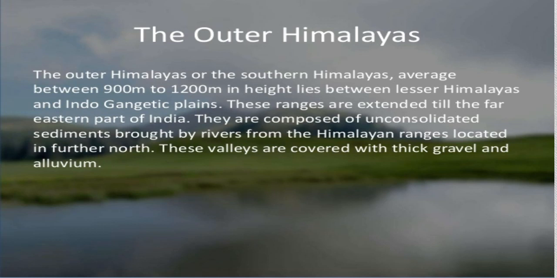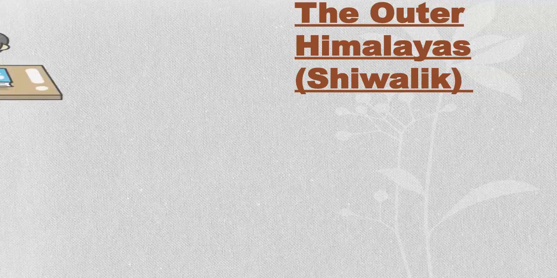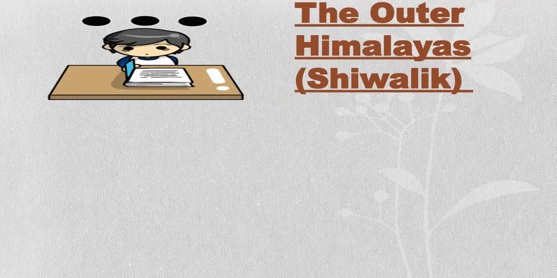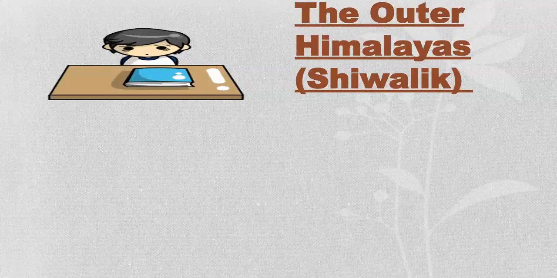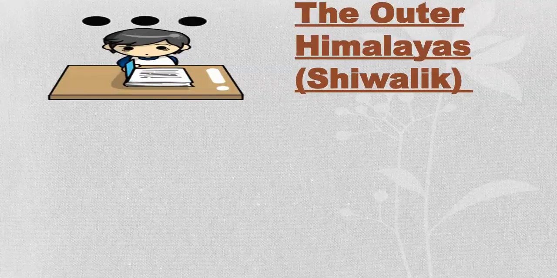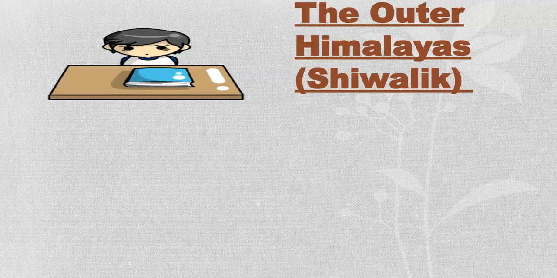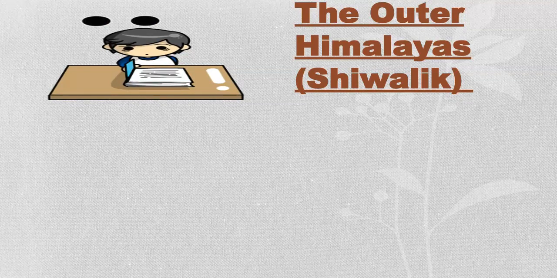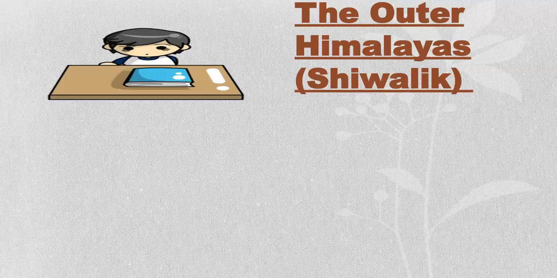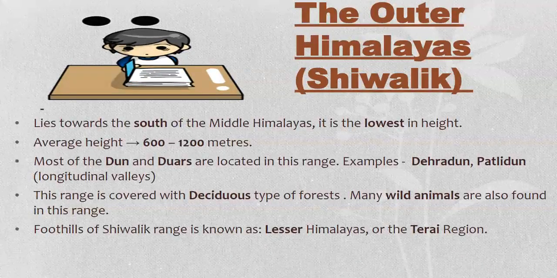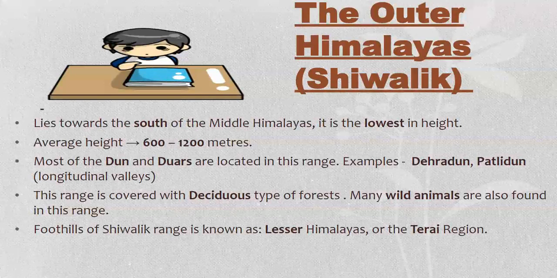to the Outer Himalayas, which is the third parallel range of the Himalayas. Please read these facts. The Outer Himalayas are also known as Shivalik. Make a note of it, take out your notebook and read all the important points, and after that just try to remember and please write them in your practice notebook. Let's read one by one.